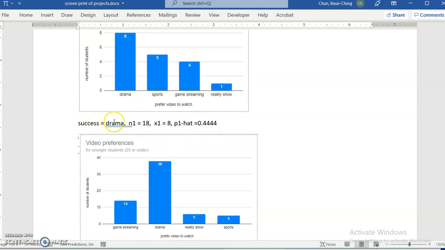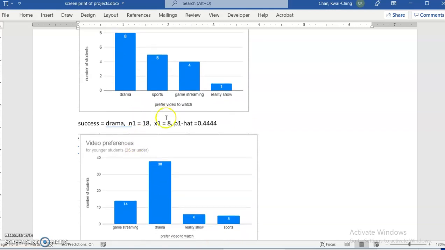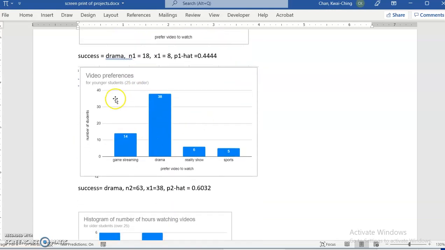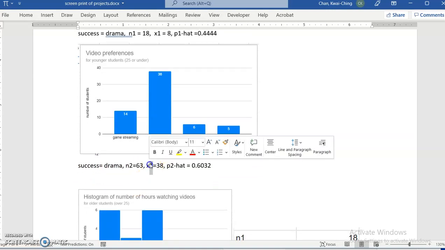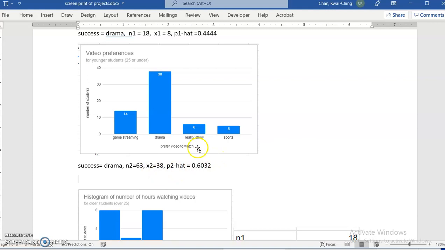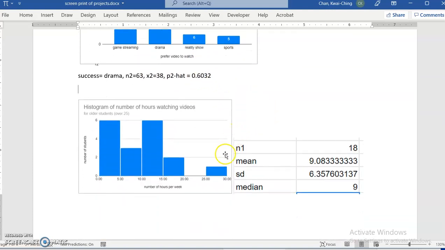If I count successes as choosing drama, then n1 is 18, n1 being population 1, the older students, x1 is 8, and I have p1 hat. And then for the younger students, which is population 2, I have success drama, n2 equal to this, x2, and p2 hat. So these are all done in the last 2 videos.